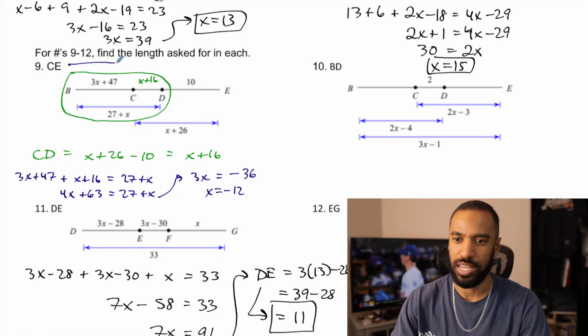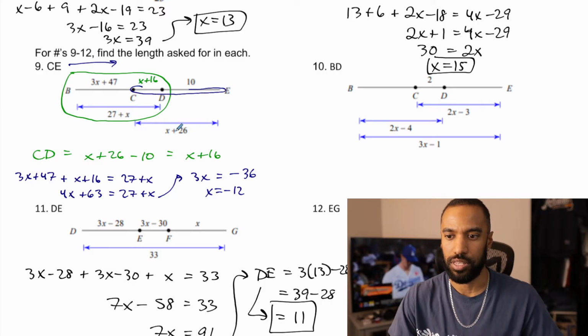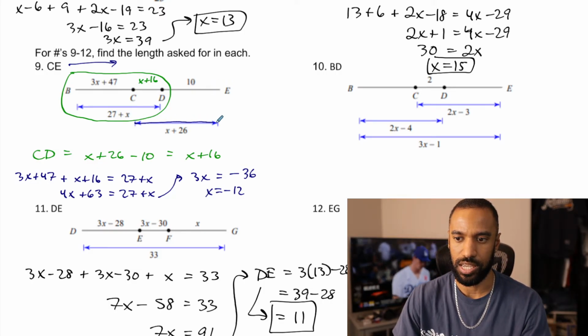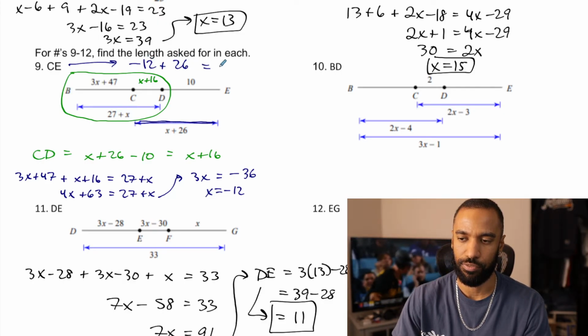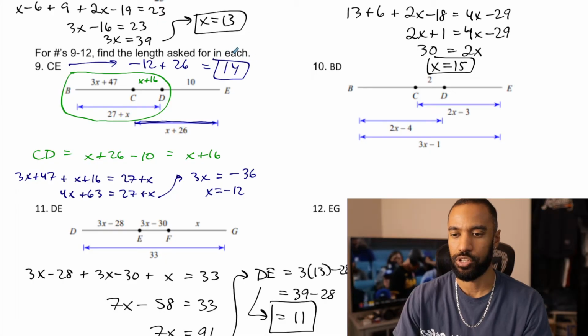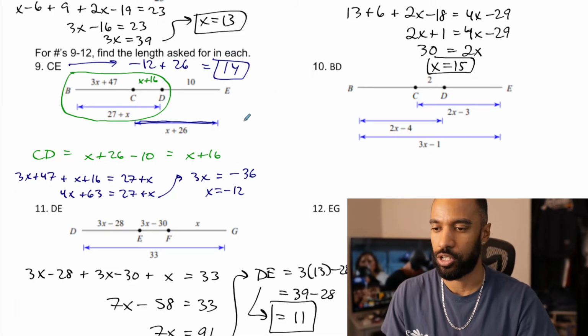So we've got to find the length of CE. That's going to be x plus 16. Oh, excuse me, this is just x plus 26, right? CE is x plus 26. So negative 12 plus 26 is 14. I know this is messy work. It's all over the place. But if you followed what I did there, you'd be right on track.